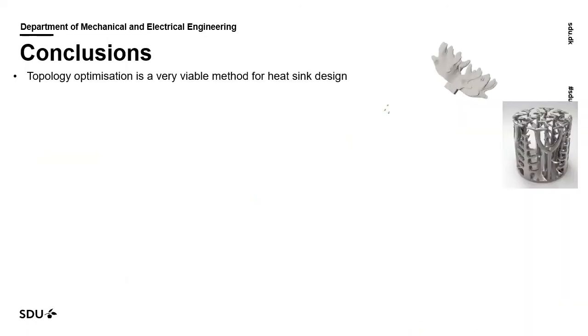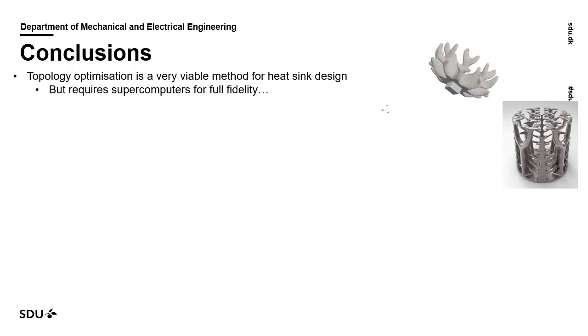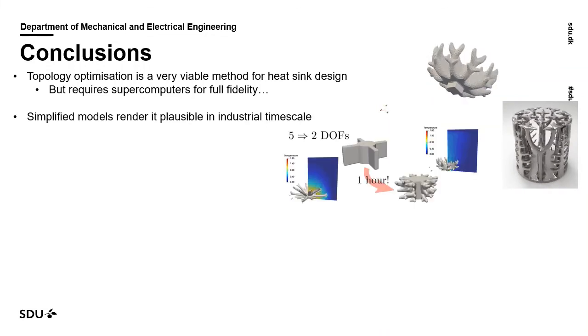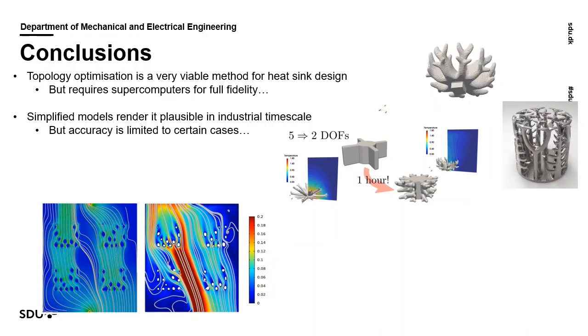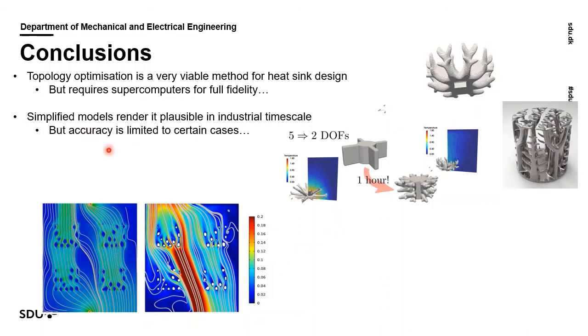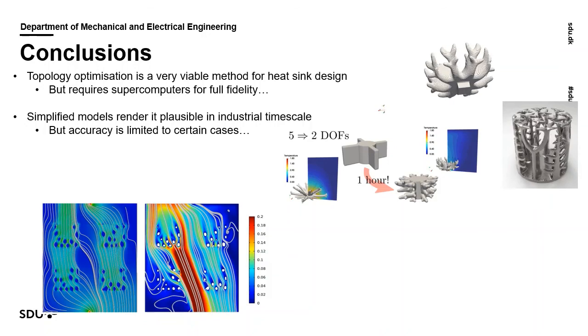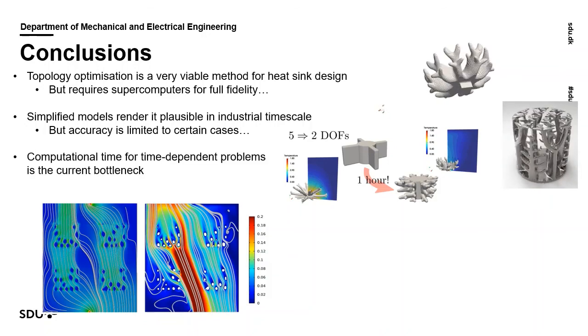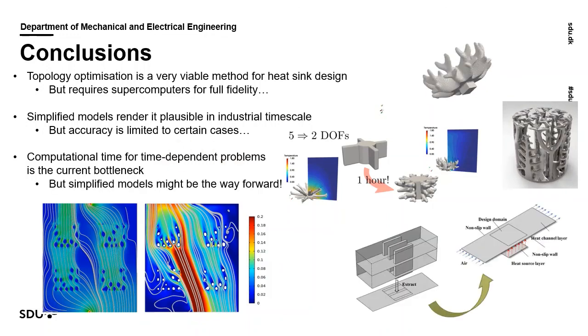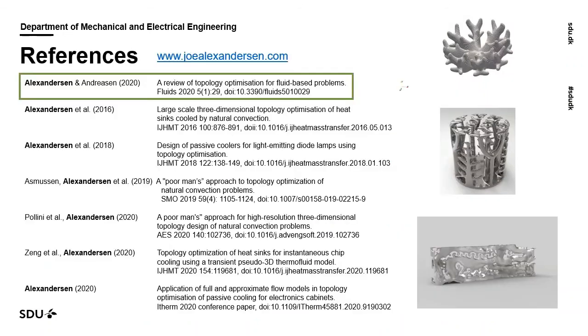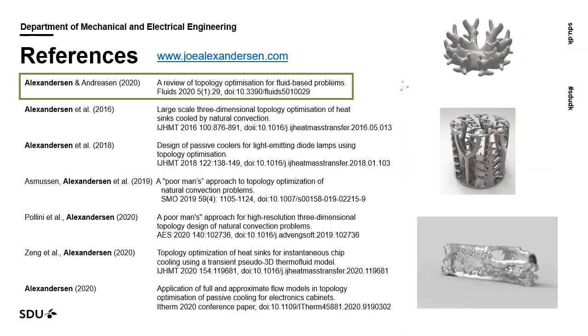So to round off with conclusions: topology optimization is a very viable method for heatsink design. But right now it requires supercomputers for full fidelity. That's why we introduce simplified models, and this renders it plausible in industrial timescales. But the accuracy is of course limited to certain cases because we're essentially simplifying the physics. The computational time is still the bottleneck for time-dependent problems, but simplified models will probably be an important step in this direction.